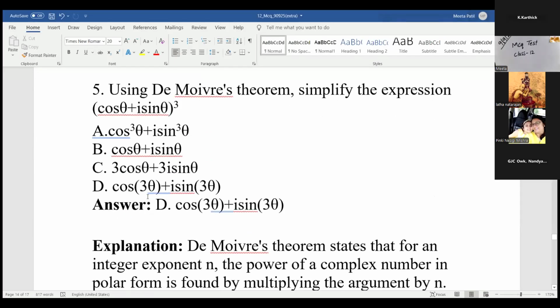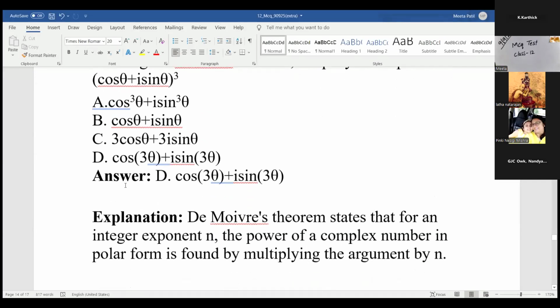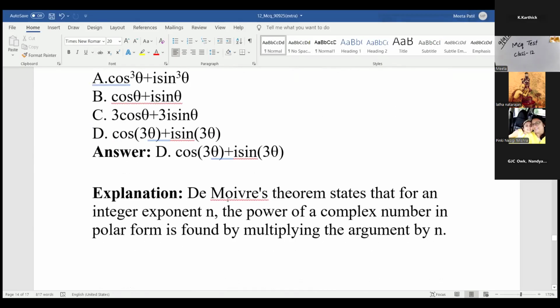Using De Moivre's theorem, simplify the expression (cos theta plus i sin theta) power 3. In general, we know that (cos theta plus i sin theta) power n is going to be written as cos n theta plus i sin n theta. So instead of n, we have the value 3 over there. So option D, cos 3 theta plus i sin 3 theta, is the correct answer.